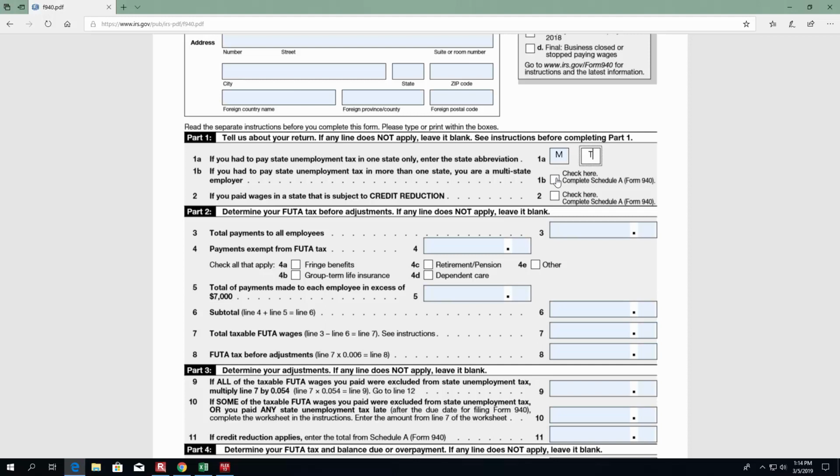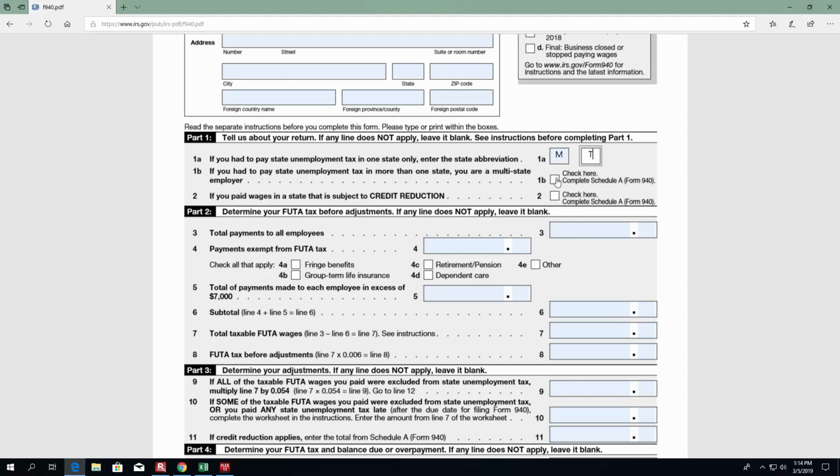Also, number 2, if you were in a state that had a credit reduction, well, this is a little more complicated, but I don't want to get into it right now. This is the other situation where your 0.6 would change. But Montana is not a credit reduction state. I'll explain it better later. So for our purposes here, we just fill in box 1A.